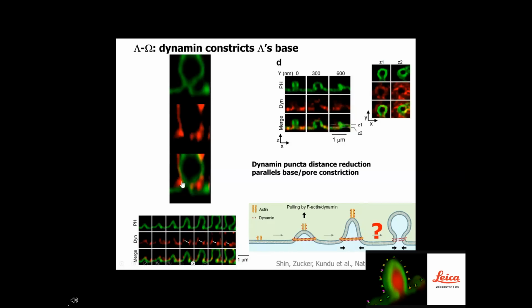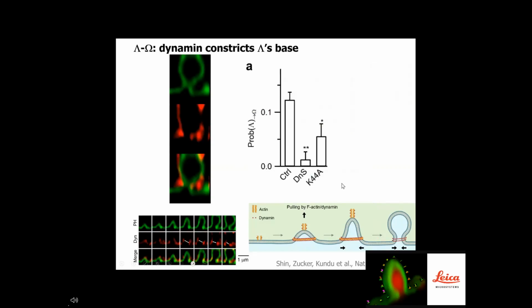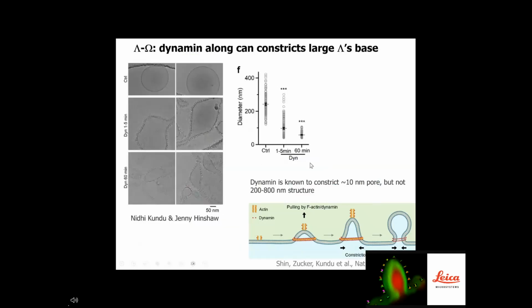So dynamin appears to constrict the pore or the base of the lambda shape and omega profiles to mediate the constrictions. And if we block dynamin with these two approaches, we see the block of the lambda to omega transition. All right. So this means that dynamin can constrict very large lambda shapes. It could be like 200 to 800 nanometers. And what we know about dynamin is that it can constrict about 10 nanometer pores instead of these very large structures.